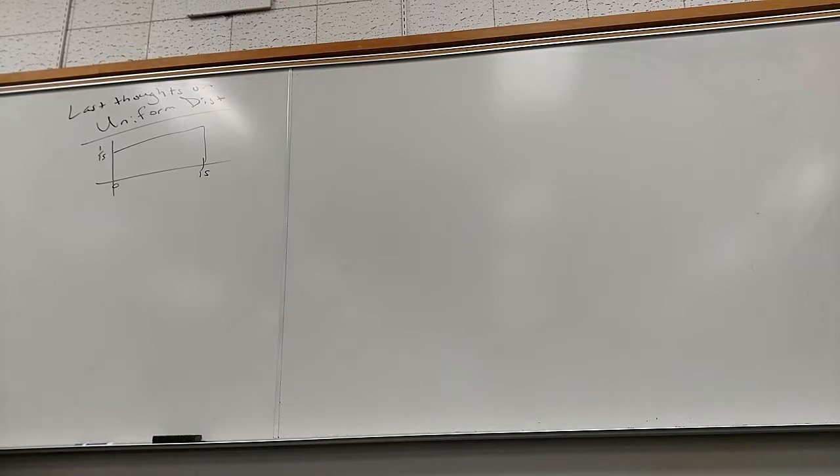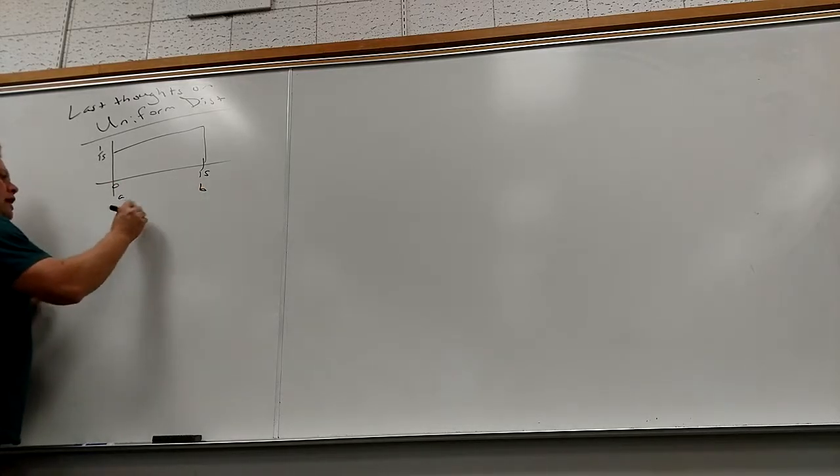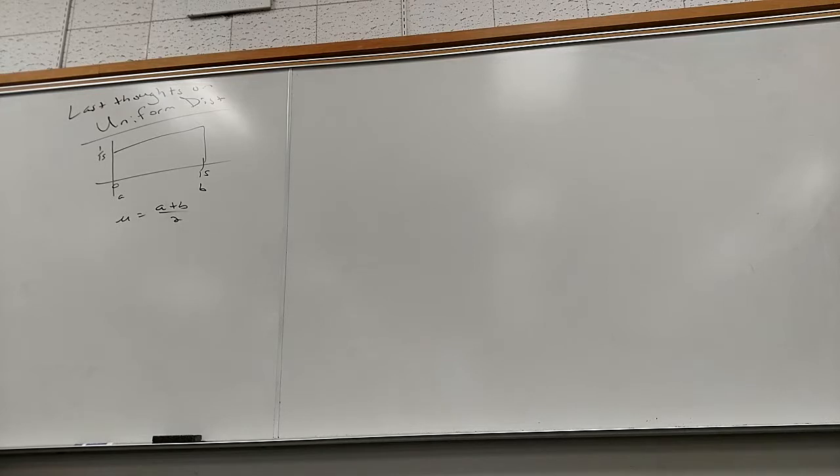Yeah. So in general, this is A and this is B. The average is just the average of the endpoints. Hopefully that makes sense. They're all equally the same, so the average is going to be whatever's in the middle.